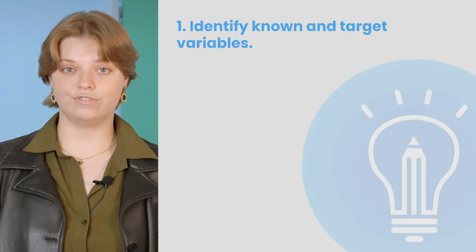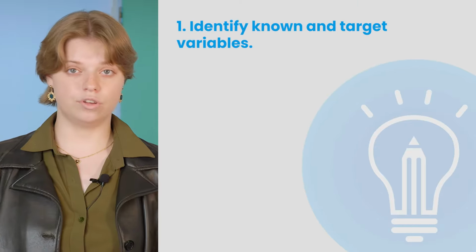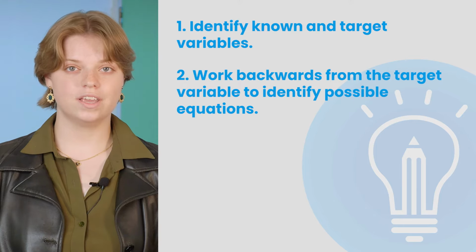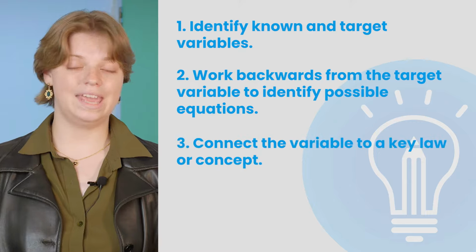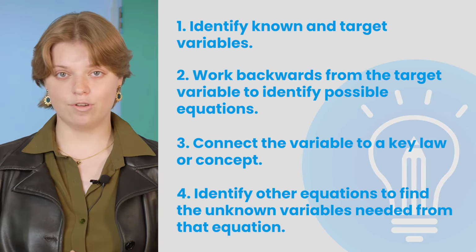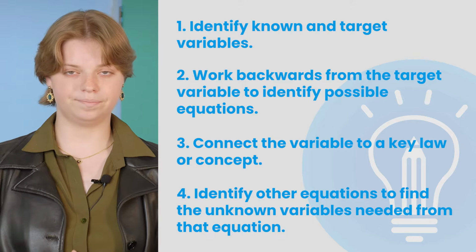Let's remind ourselves of our process for complicated calculation questions. Number 1, identifying known and target variables. 2, work backwards from the target variable to identify possible equations. 3, connecting the variable to a key law or concept. And 4, identifying other equations to find the unknown variables needed from that equation. Our target variable here is the height of the hill. Our known variables are the radius of the loop and the acceleration due to gravity.